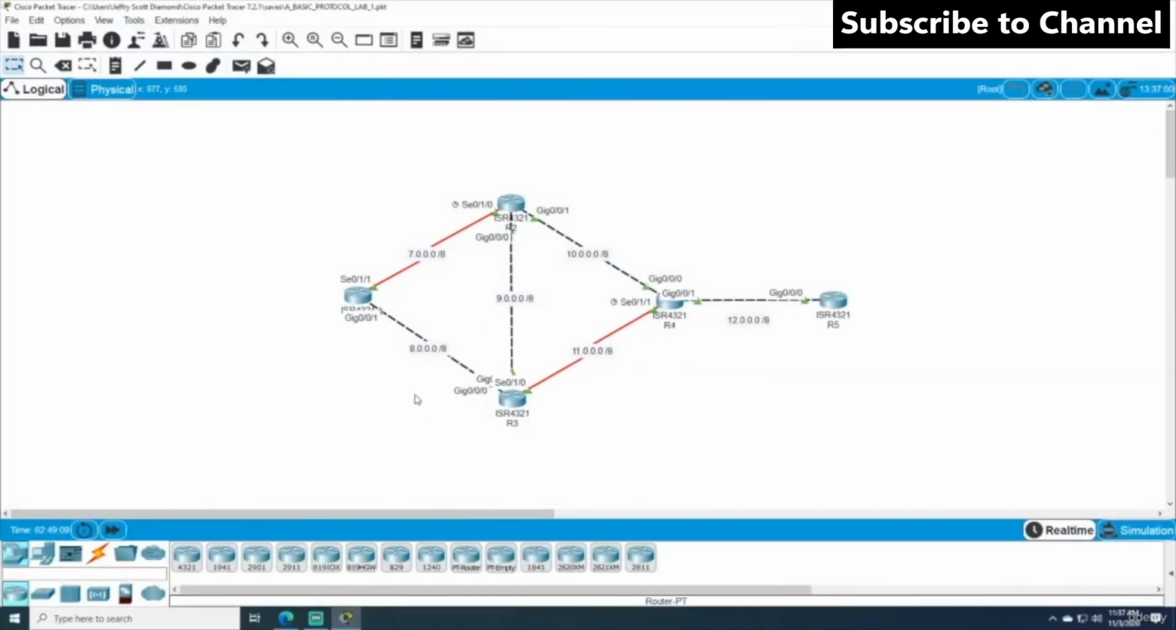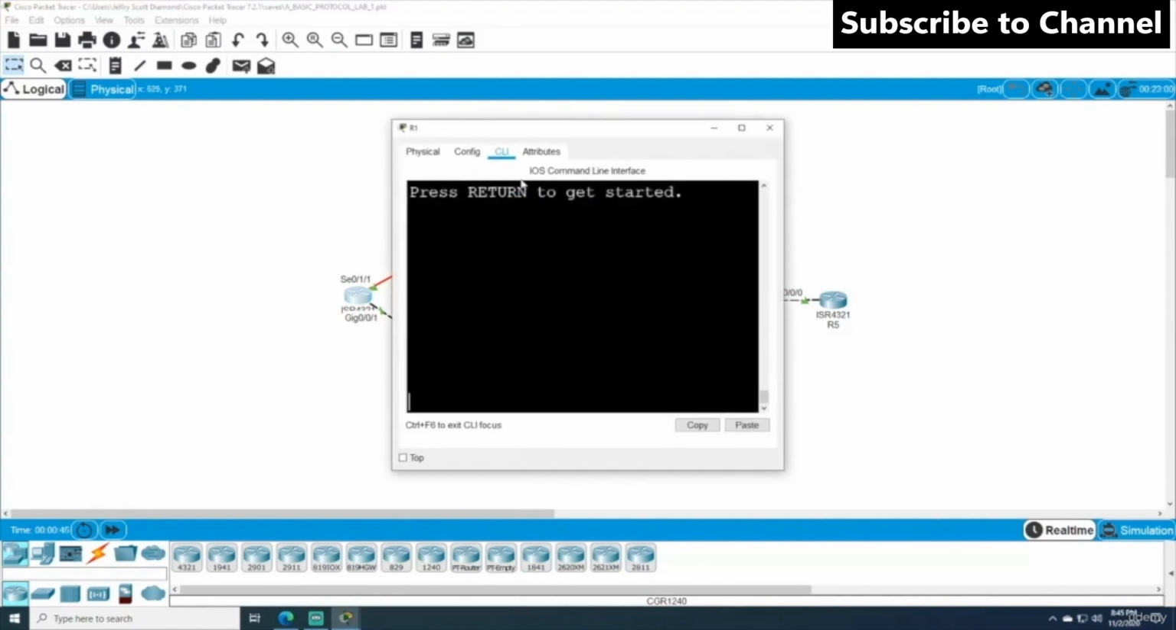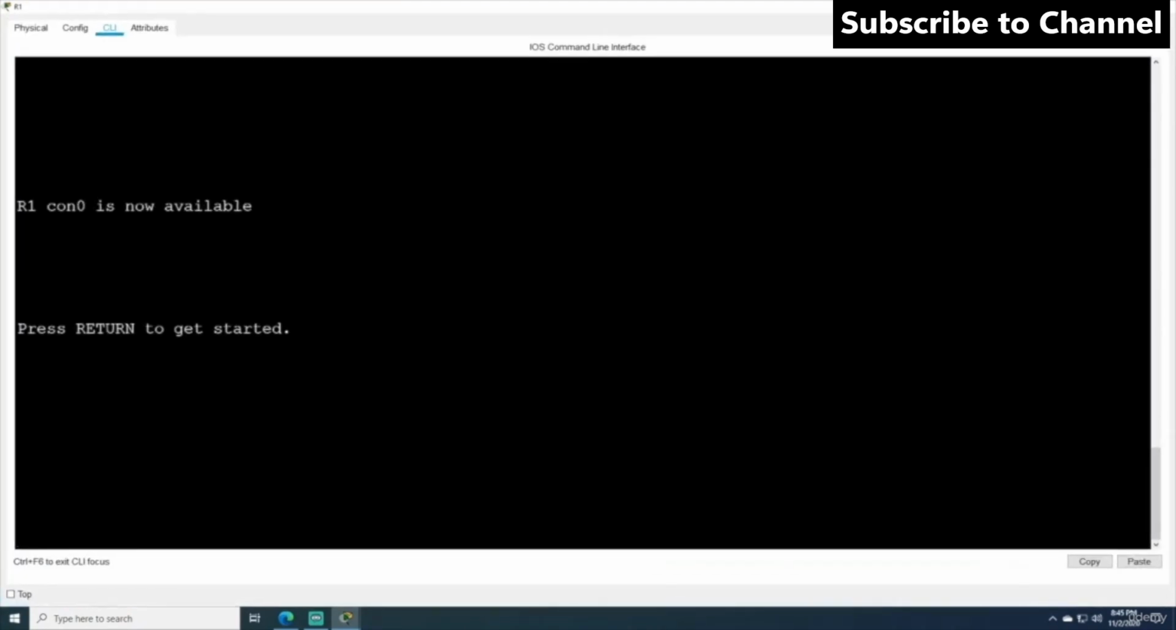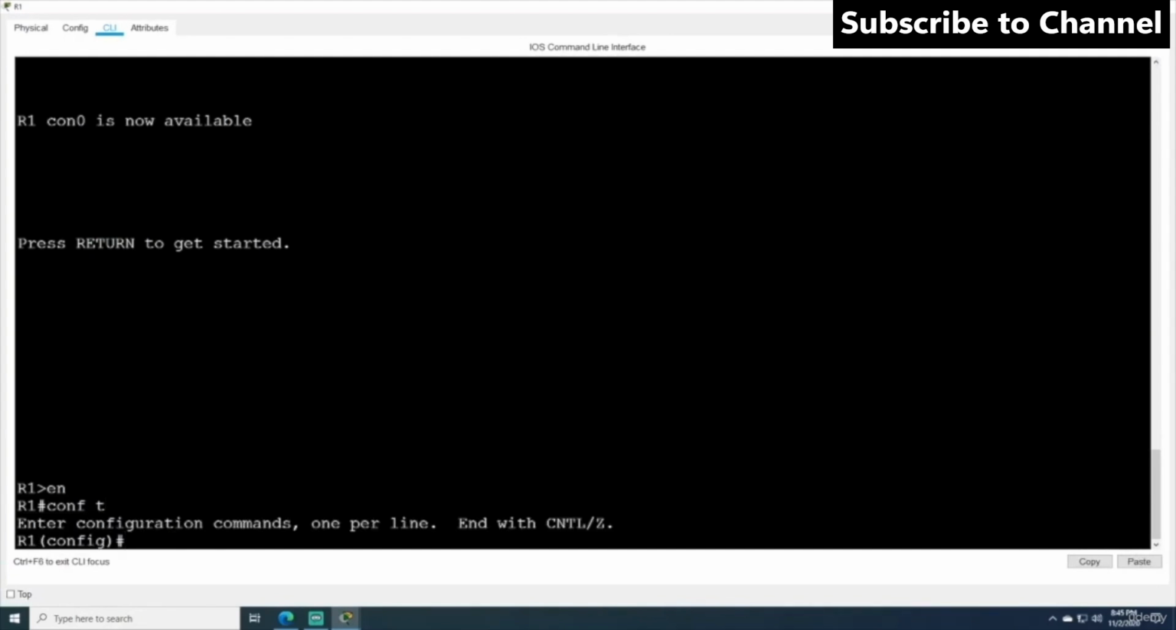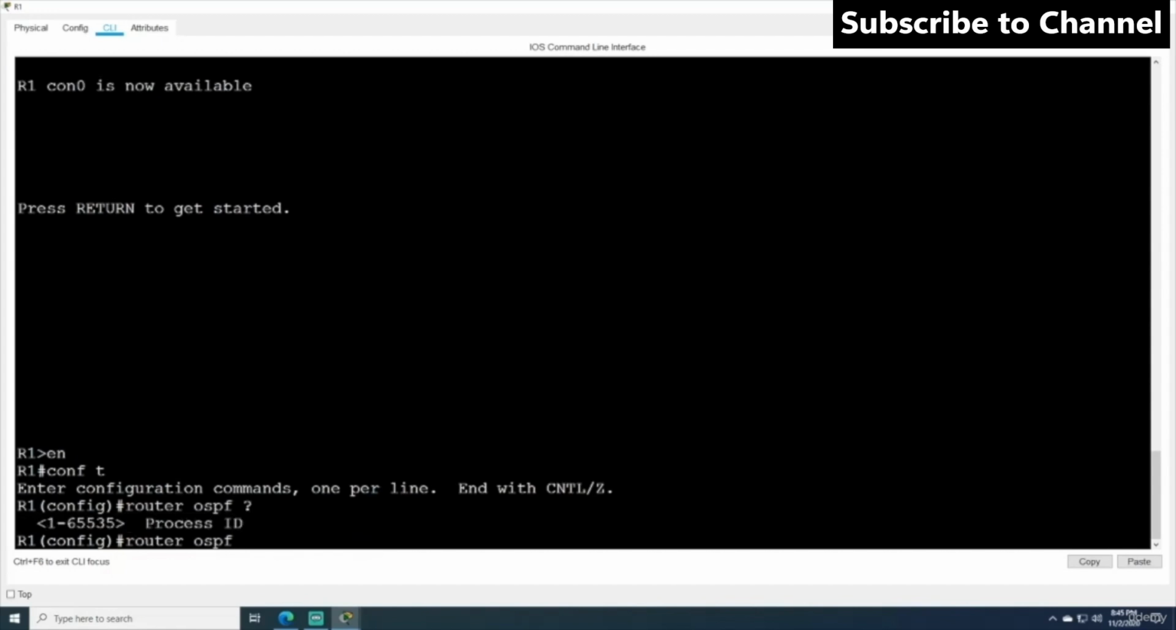So let's begin. I'm going to start by logging into router 1 and go immediately to global configuration mode. And here all we have to type in is router OSPF followed by a question mark. And here we are prompted to choose a process ID number, and we can choose any number within this range.